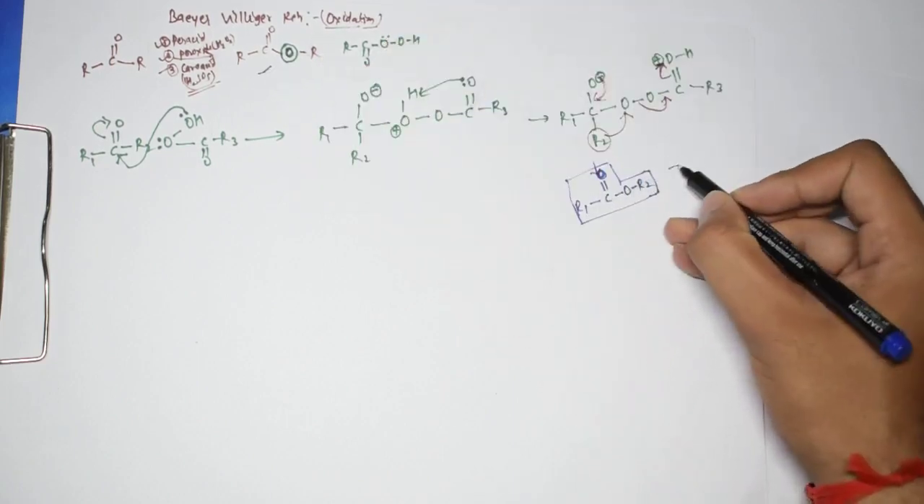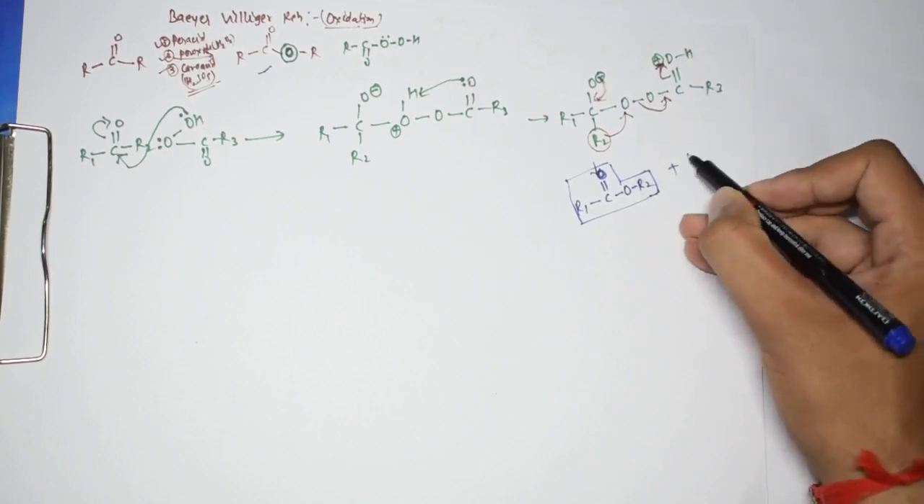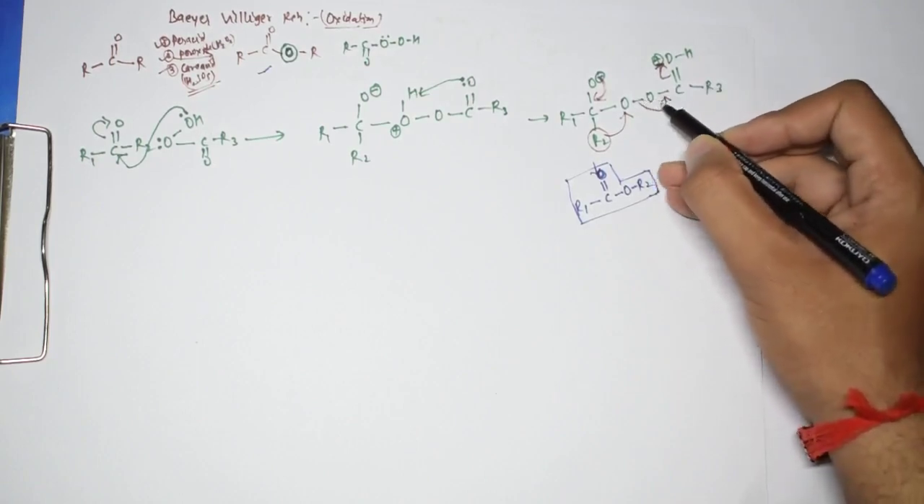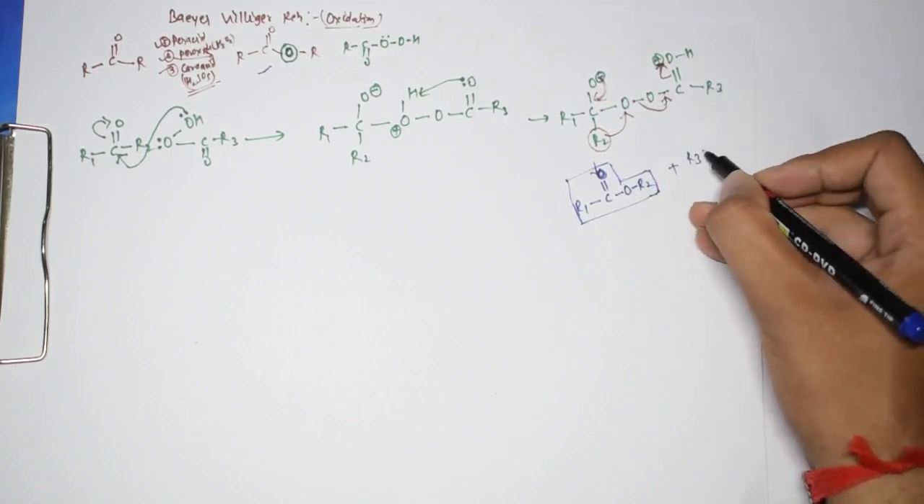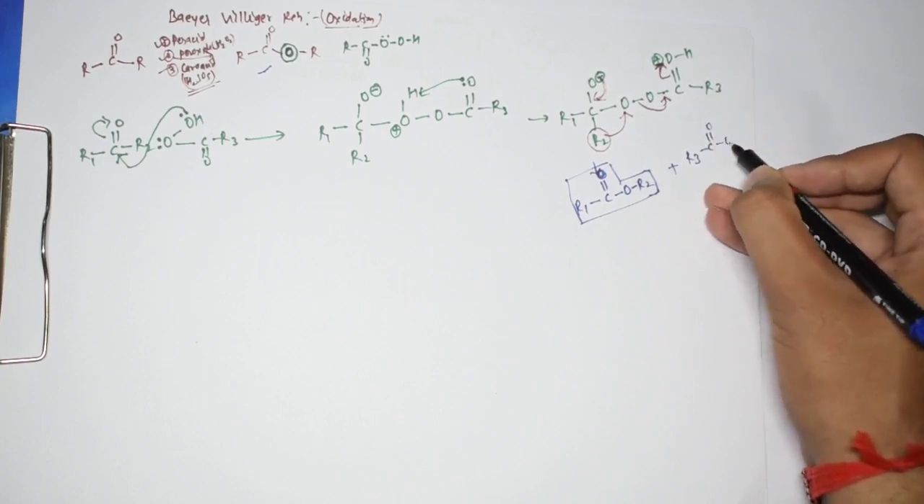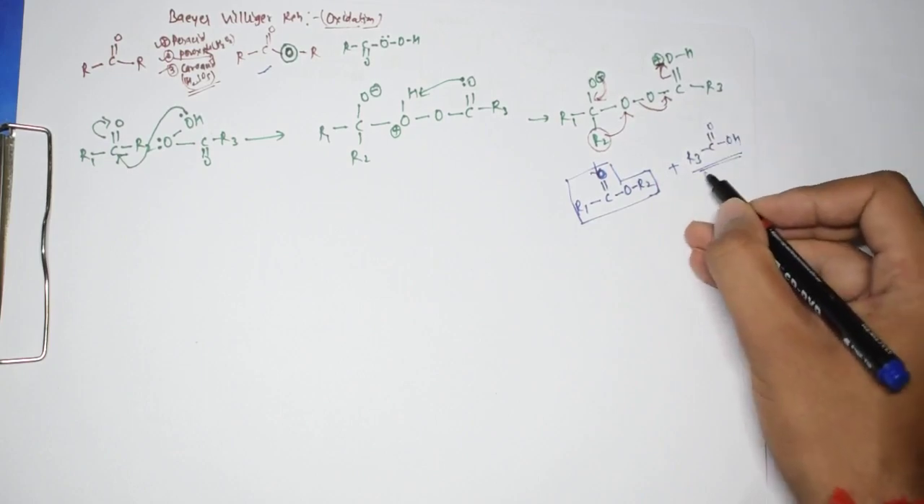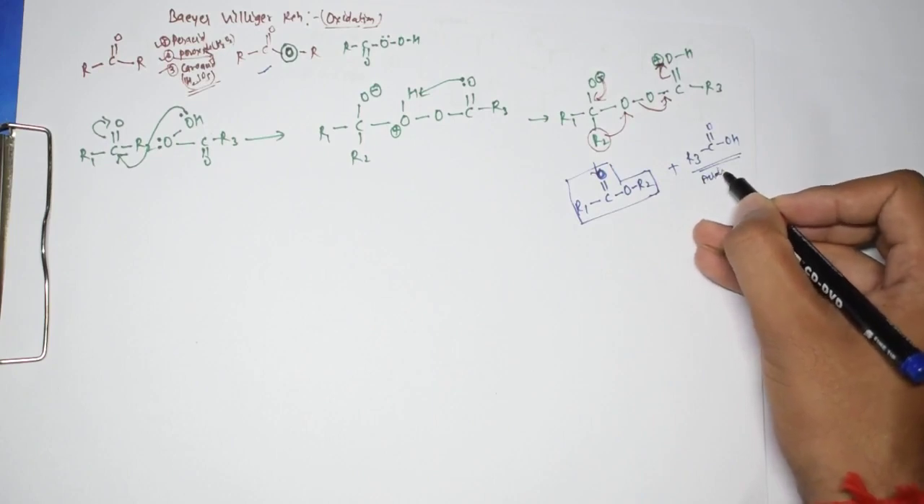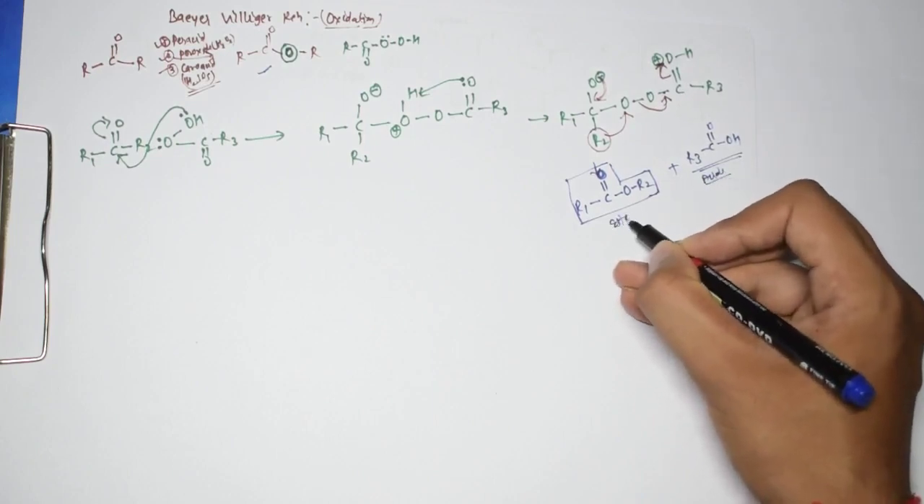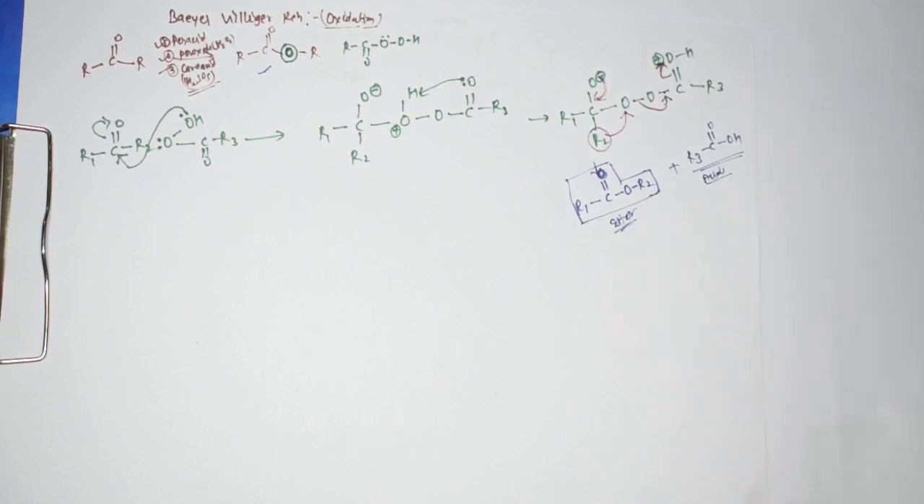So this is the ester, plus along with it we will have R3, and this double bond O will be over here, R3 C double bond O and OH, right? So one acid and one ester will be formed. These are the two products which are formed in this case.